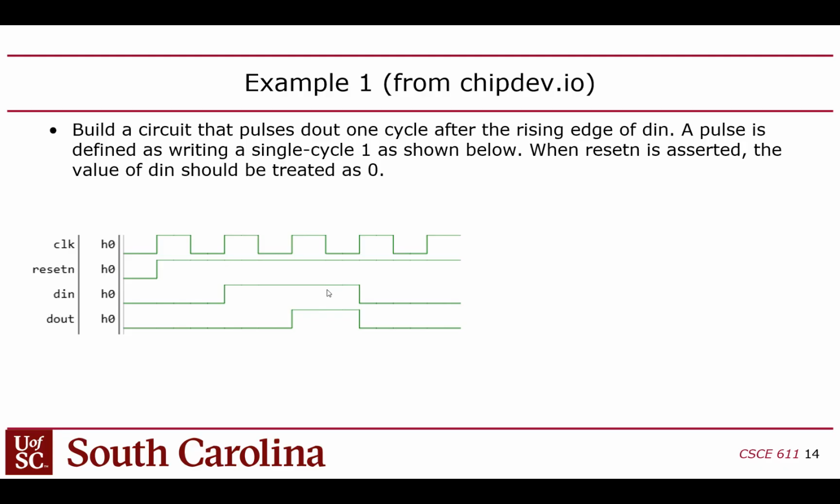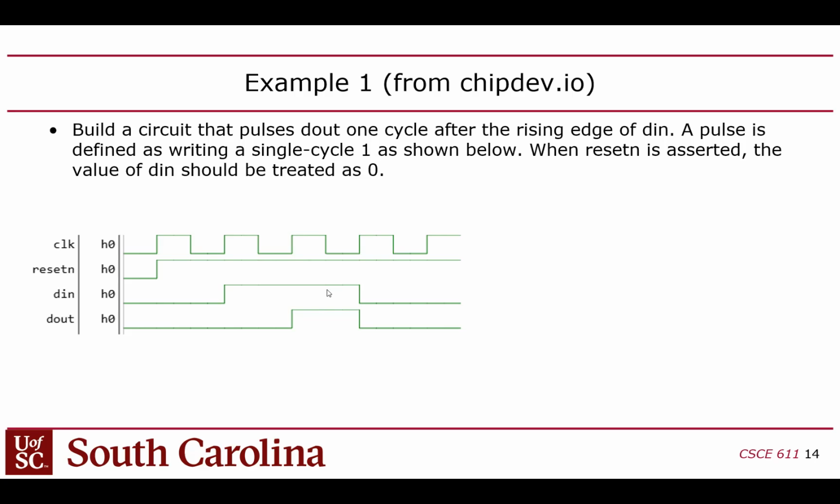So here's an example question. It says build a circuit that pulses D out, which is an output from this module, 1 cycle after the rising edge of D in, defined as writing a single cycle 1 as shown below. When reset is asserted, the value of D in should be treated as 0. So there are 2 things you have to know to do this. The first is how do you detect a rising edge? This is an edge detector. We want to find the rising edge of D in.